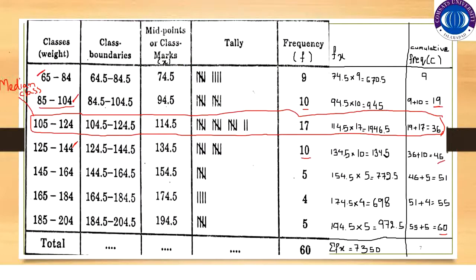So, what is L? 105 is our L. What is f? 17 is our f, the frequency of the median class. What is C? The cumulative frequency of the class preceding the median class. The class previous to the median class, the previous class, its cumulative frequency is C. Okay, and what is h? Class height is 20.